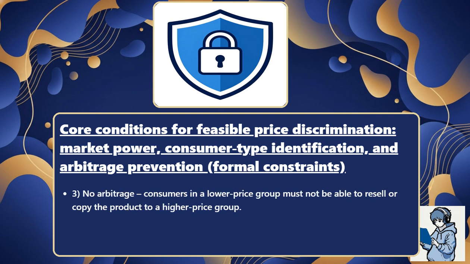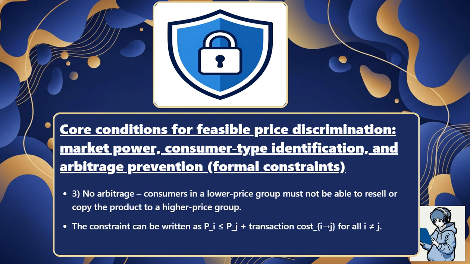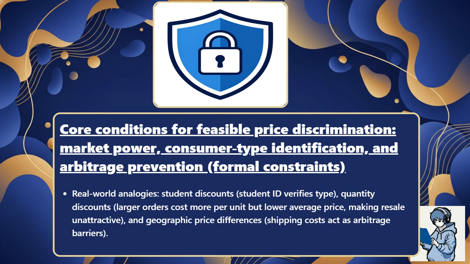No arbitrage: consumers in a lower price group must not be able to resell or copy the product to a higher price group. The constraint can be written as P sub i less than or equal to P sub j plus transaction cost sub i to j, for all i not equal to j. If the transaction cost is 0, arbitrage would collapse the price gap. Real-world analogies: student discounts, where a student ID verifies type; quantity discounts, where larger orders cost more in total but have a lower average price per unit, making resale unattractive.